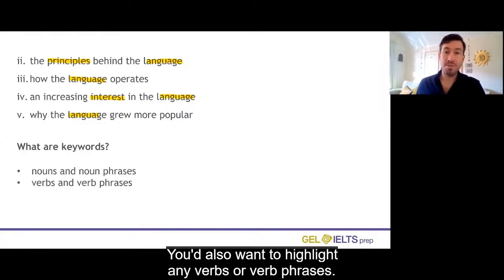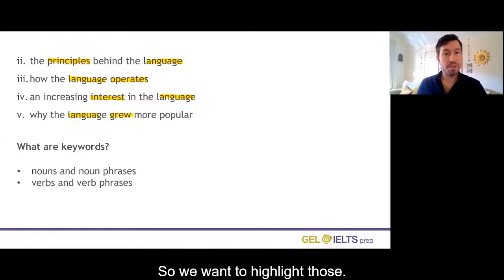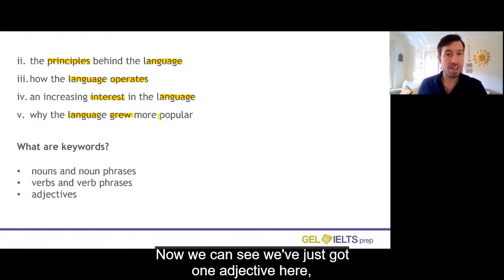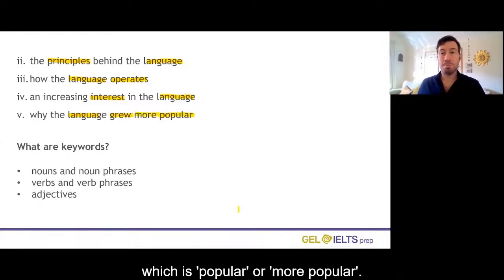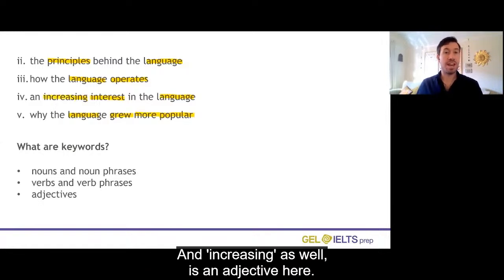You'd also want to highlight any verbs or verb phrases. So here we can see the verb operate and we can see grow as well. So we want to highlight those. Other things that would be considered keywords are adjectives. Now we can see we've just got one adjective here, which is popular or more popular. So we want to highlight that as well. Oh, and increasing as well is an adjective here.